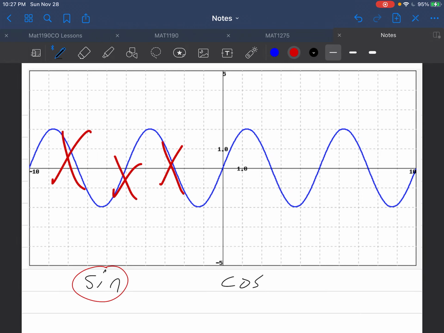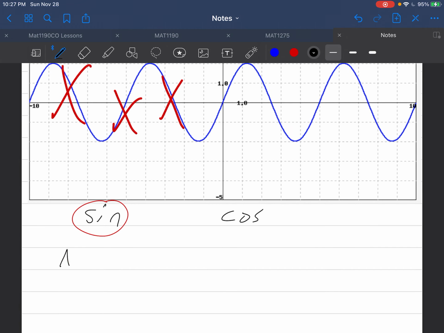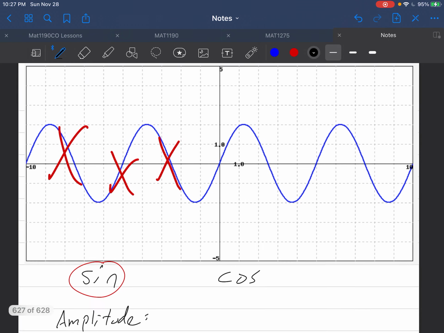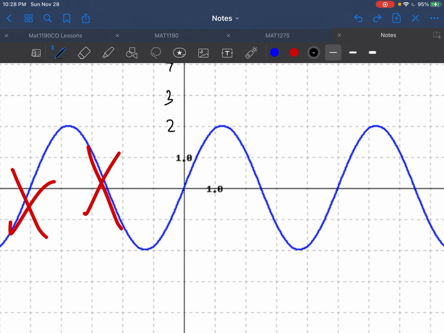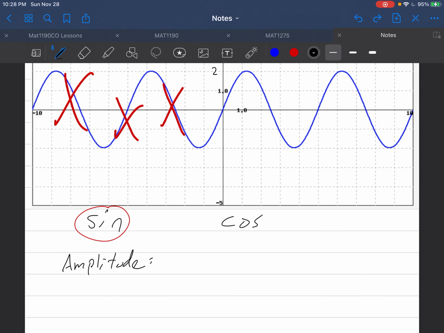Next up, let's determine the amplitude. What is the amplitude of this function? 2, 3, 4, 5. We can see that from the middle, this thing goes up to 2, which puts our amplitude at 2.